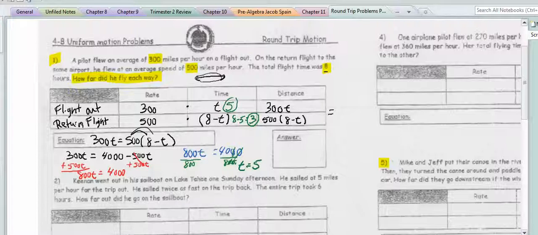But now my question is, how far did he fly each way? So if I take 300 and I multiply that by 5, I get 1,500. And the same idea here, if I took 800 minus 5, I get 500 times 3, which again is 1,500. And we should expect to find the same distance going out and coming back. So we got 1,500 miles each way.